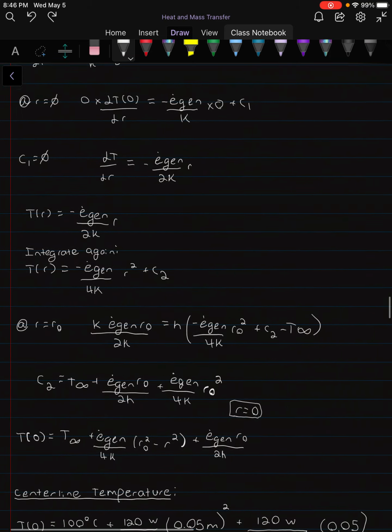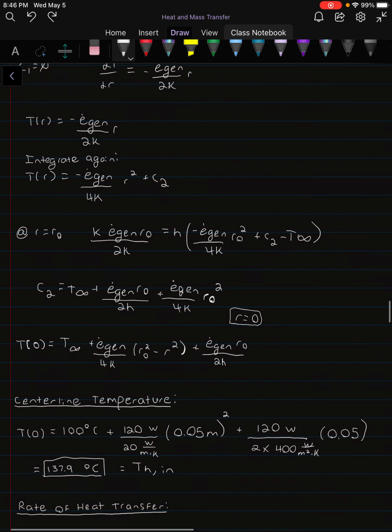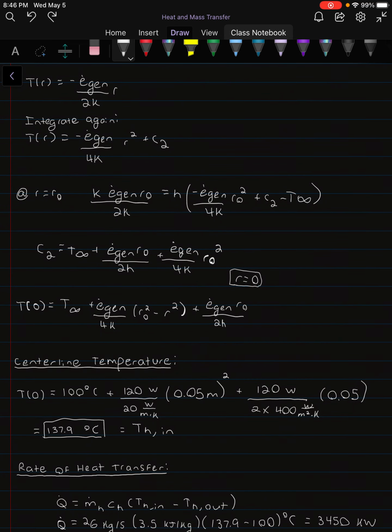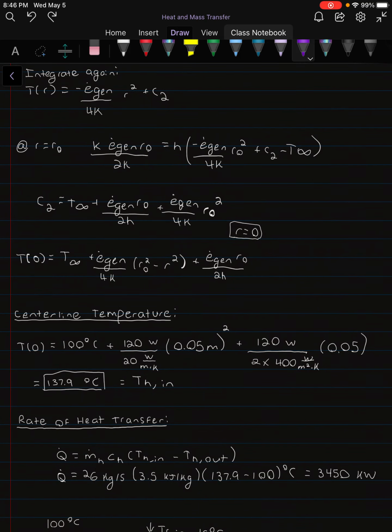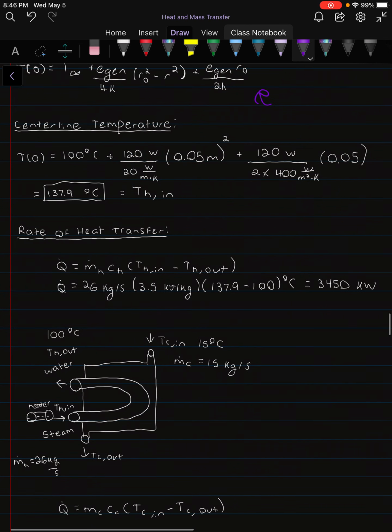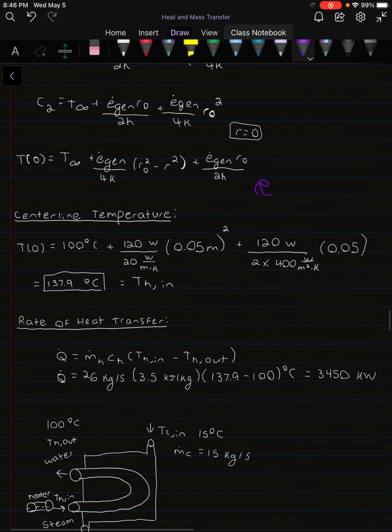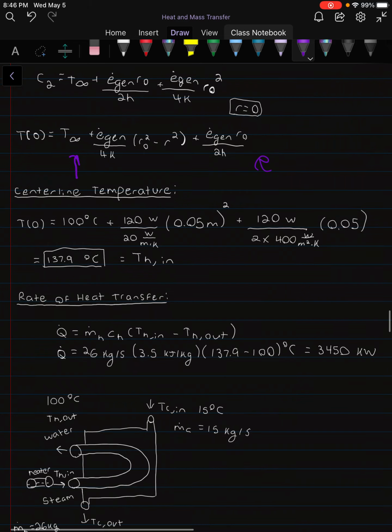So you integrate once, get your boundary conditions, integrate again, then use our first boundary condition where R is equal to R naught, and R is equal to 0, so we get our equation here, plugging that back in. Then our centerline temperature can be solved for by taking the above equation and plugging in our values, and then R is equal to 0 because that's the center line. So you get 137.9 degrees C.